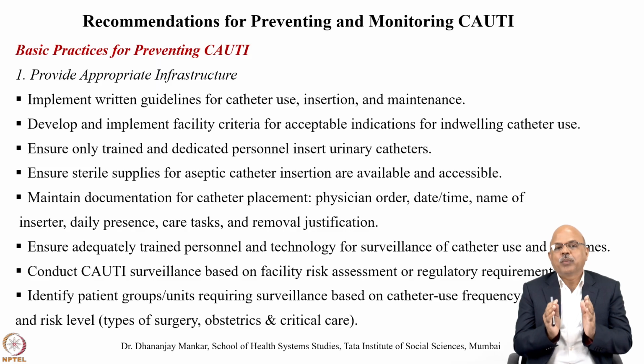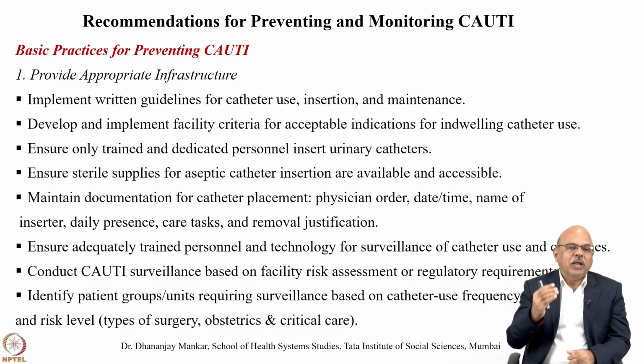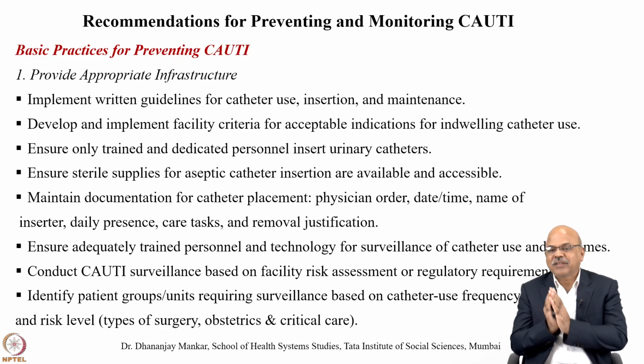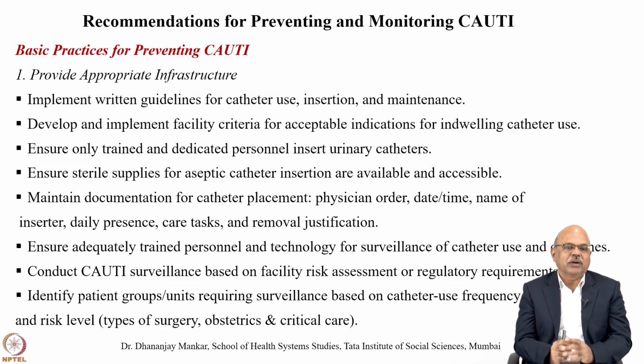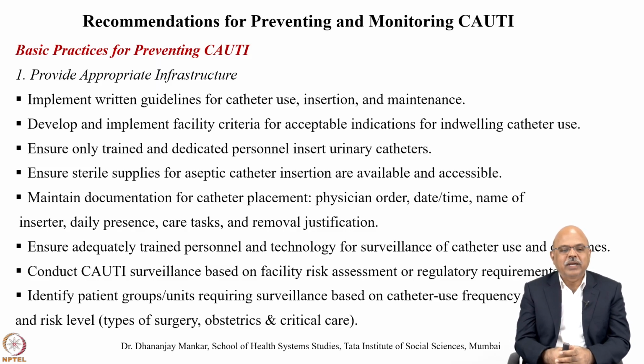Provide appropriate infrastructure. Implement written guidelines for catheter use, insertion and maintenance. So catheter use, insertion and maintenance, they need to know through written guidelines. A hospital should either have their own guidelines or follow national or state level guidelines. Develop and implement facility criteria for acceptable indications for indwelling catheter use. If you don't have a facility criteria, it is very difficult to understand acceptable indicators, and through this you will not be able to get a proper idea.